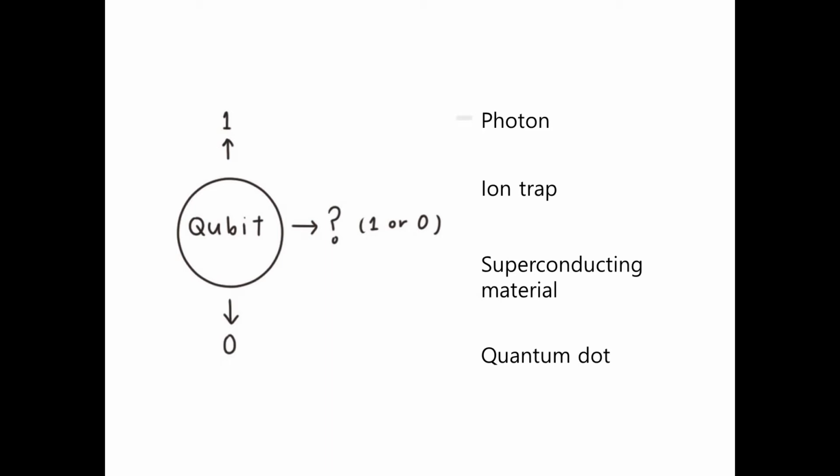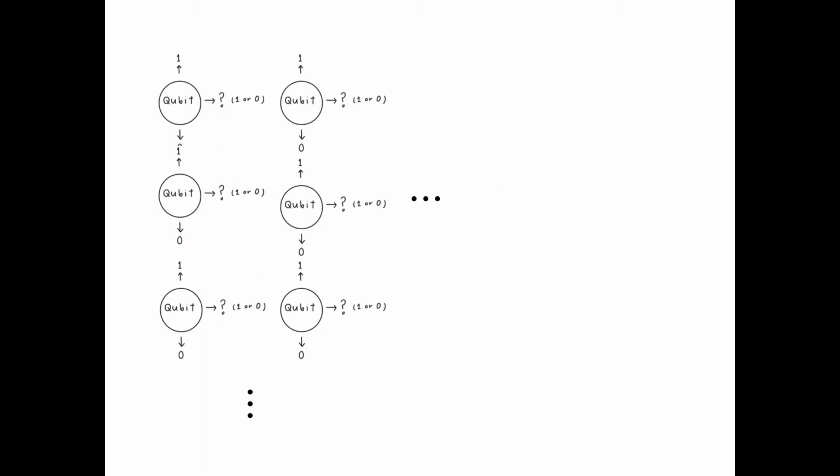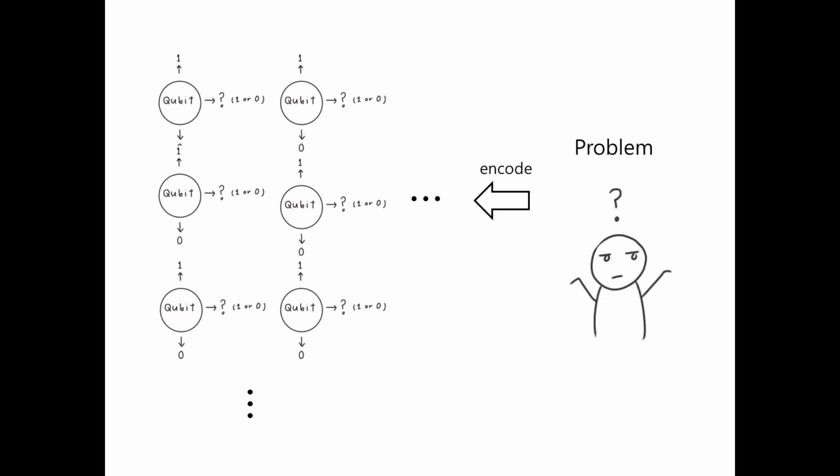As an example, in a photon, we can match vertical polarization to 1 and horizontal polarization to 0. Also, a photon can have the property of superposition. So a qubit can be an ion trap, superconducting material, or a quantum dot. Any system that can make and control a superposition state can be a qubit. Now think about a situation where we have many qubits. If we want to solve a problem, we should encode this problem into a complex quantum state, and we should conduct calculation by manipulating them.